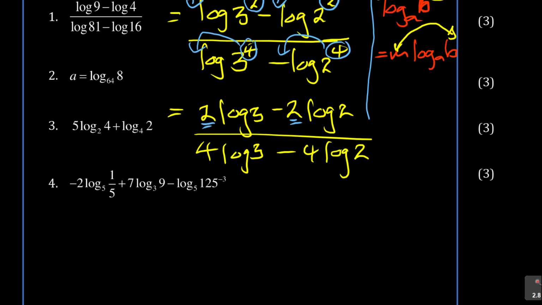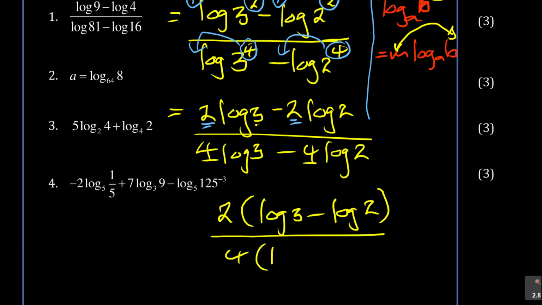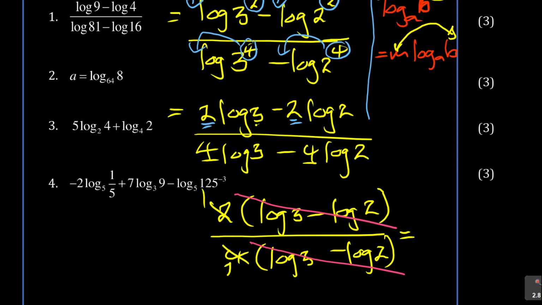The procedure is wrong. So what do you do? Look at the 2 and factorize it out. That's where you take the 2 outside. Inside you'll be left with log 3 minus log 2. See that? And then you close the bracket. Then what's common? 4 and 4. Take out 4. See how it's going? Then it's log 3 minus log 2. Then you are now allowed to cancel the whole bracket of log 3 minus log 2, and they will allow that. It's mathematically correct. Then 2 over 4 is 1 over 2. So the answer is 1 over 2.